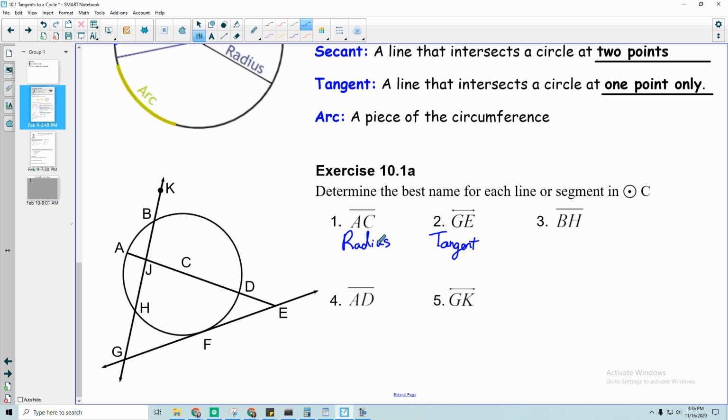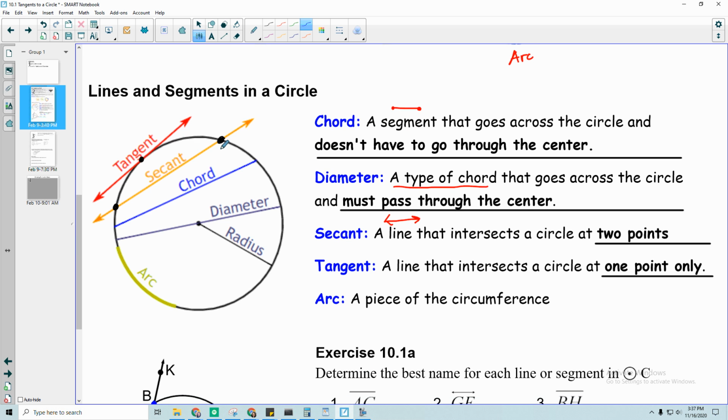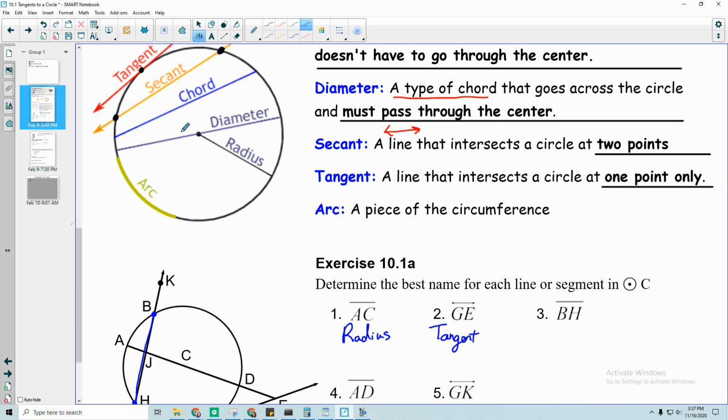All right, next I have BH. So from B, and notice how this does not have arrows on the ends, this would just be a segment. It starts from point B, goes to point H. What would that segment be called? Okay, so it's not going to be secant, because remember secant is a line. So instead, this would be a chord.